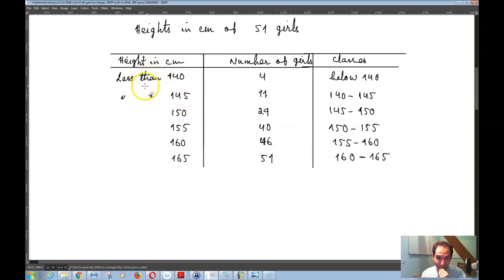So as you can see, when you have the frequency of the less than type, the lower limits 140, 145, and the upper limits of the original classes are used in the less than. And of course it makes sense because it has to be less than this or less than this, and so on and so forth.